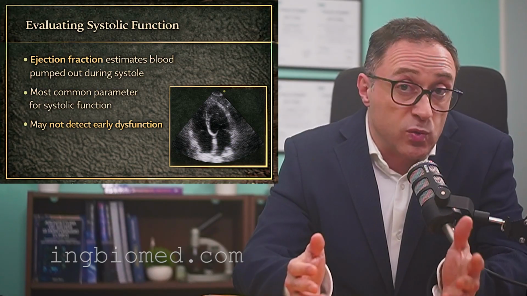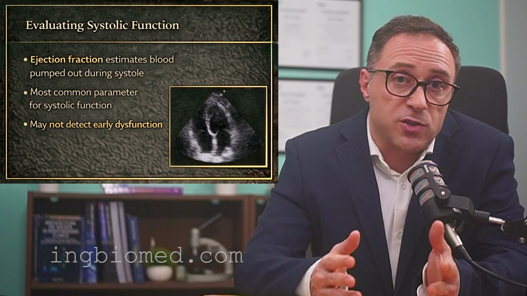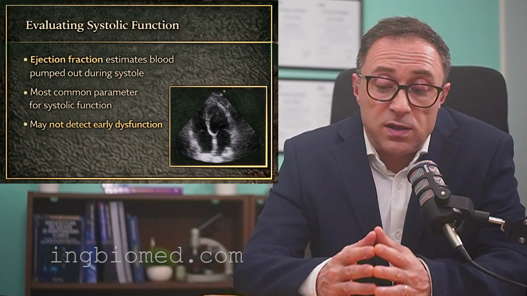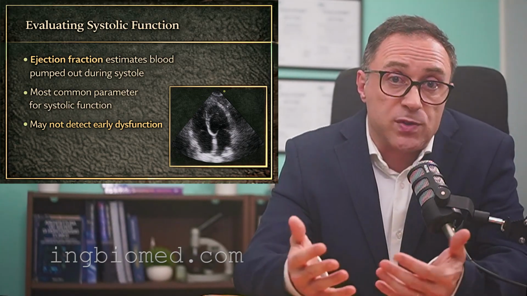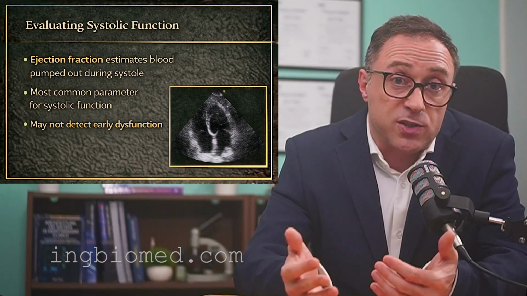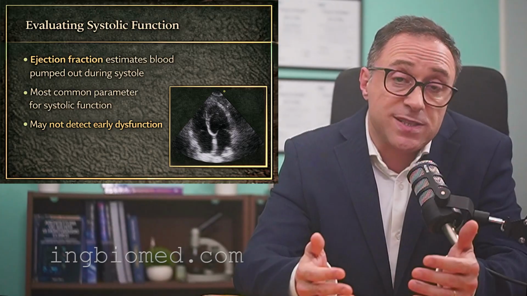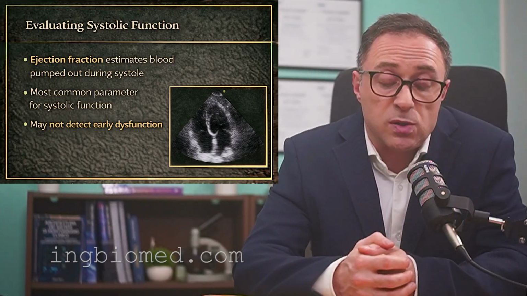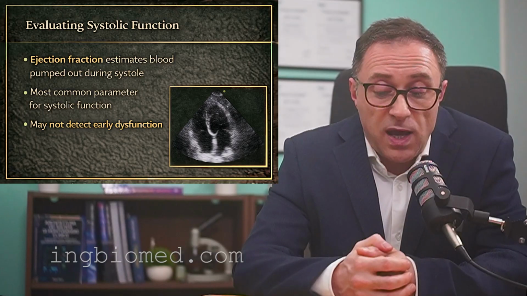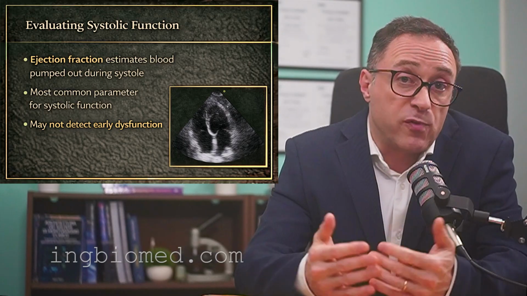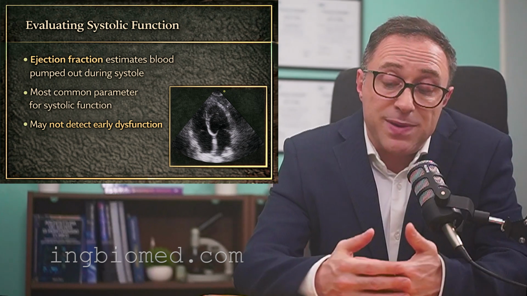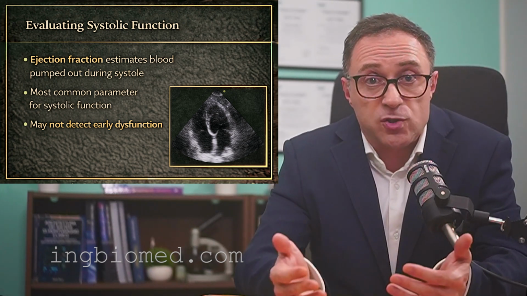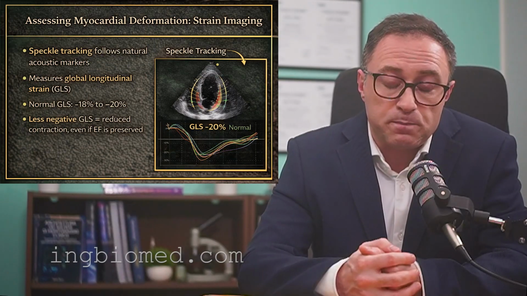Once we have a good image, we move to the evaluation of the systolic function. The most common parameter is the ejection fraction, which gives a global estimate of how much blood is pumped out during systole. However, as we know, ejection fraction has limitations and may not detect early dysfunction. This is why we use strain imaging.